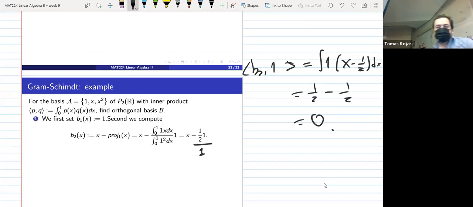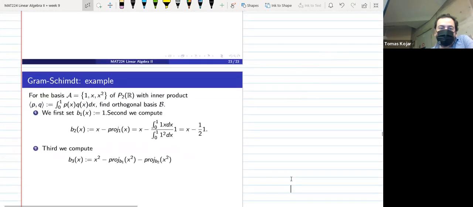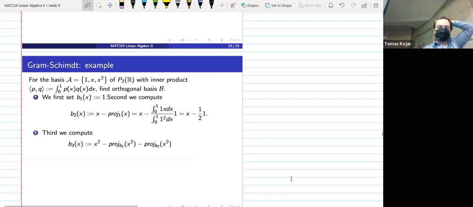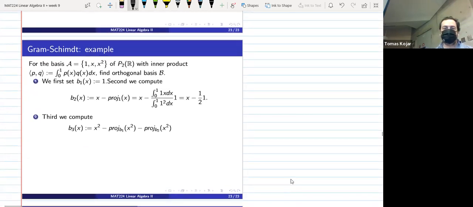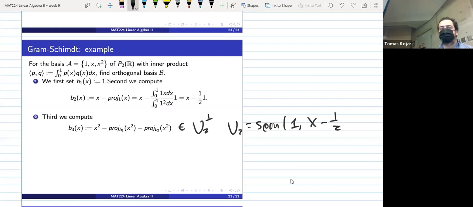So we got our orthogonality for B2. For B3, you have to remove 2 projections. So now this guy is in U2 perp, where U2 is the span of 1 and x minus a half.